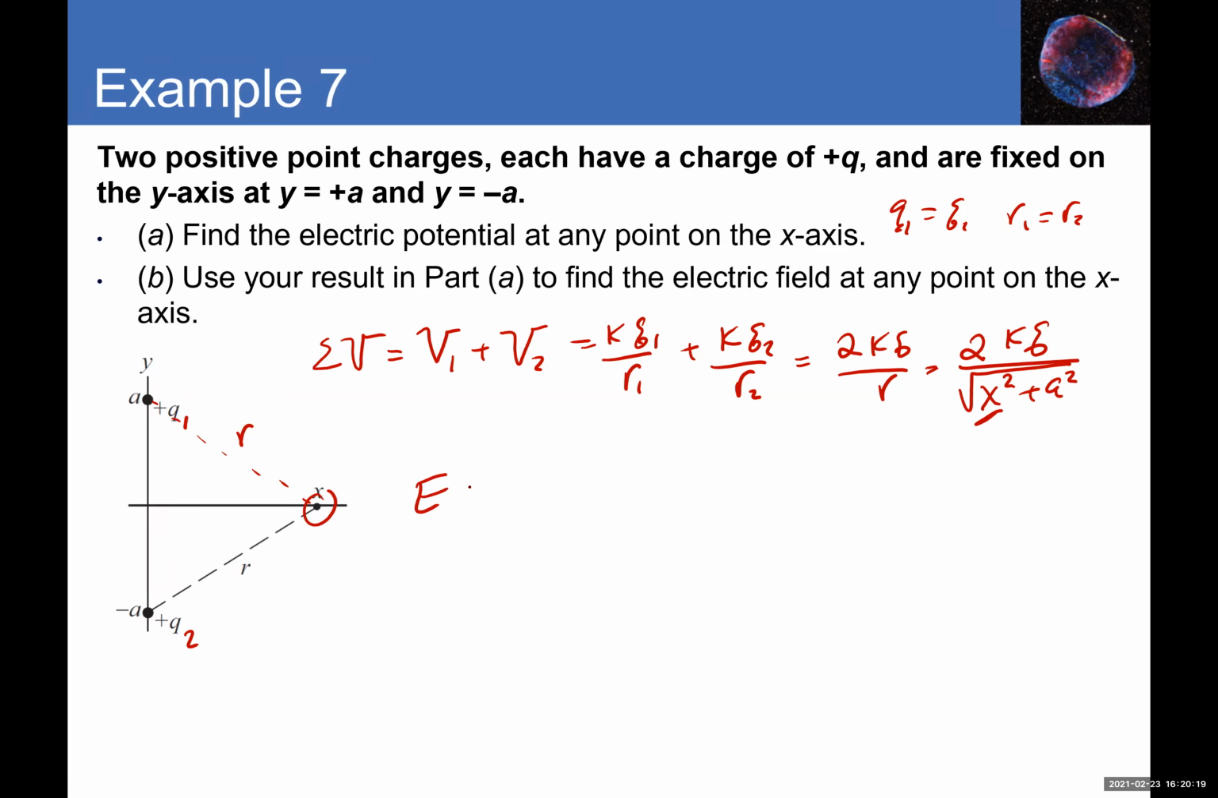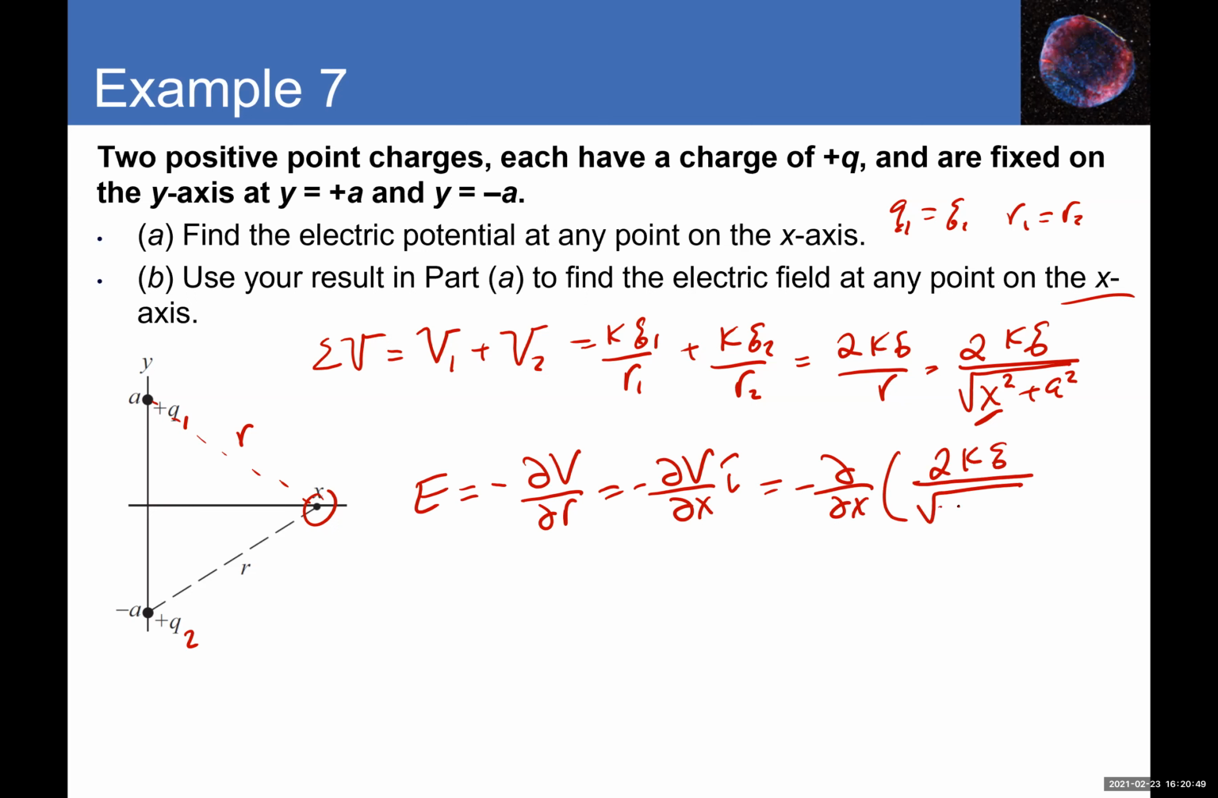Now, how do I find the electric field? I know that the electric field is equal to the negative derivative of the potential with respect to R. But this is only in terms of the horizontal axis, anywhere on the x-axis. So technically it's the negative partial derivative with respect to x. I can put i hat as a unit vector indicating that it's horizontal. That means I'm taking the derivative of 2kQ over the square root of x squared plus a squared, and this is the x component.